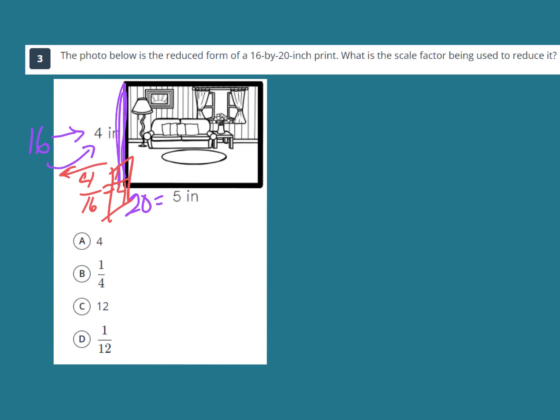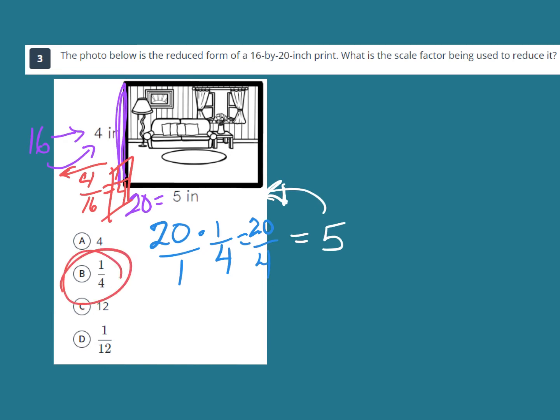Let's double check down here with the other one, right? I don't know. 5 times what? Well, I could actually use my 1/4 and say 20 times 1/4. What does that equal? Put it over 1. 20 times 1 is 20. 1 times 4 is 4. So if I then reduce that, 20 divided by 4 is in fact 5. And that's what I wanted it to be. So there's my answer. It is in fact B. Okay, next.